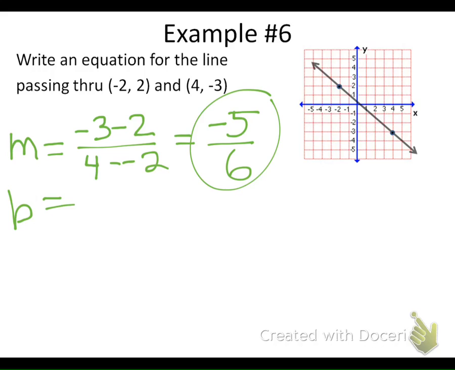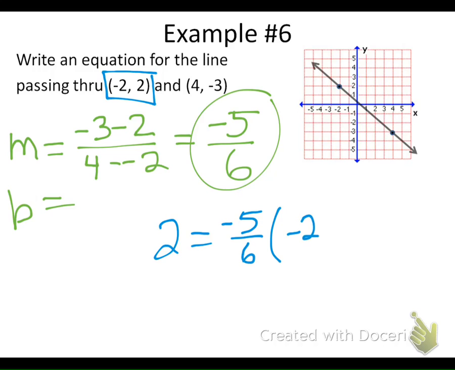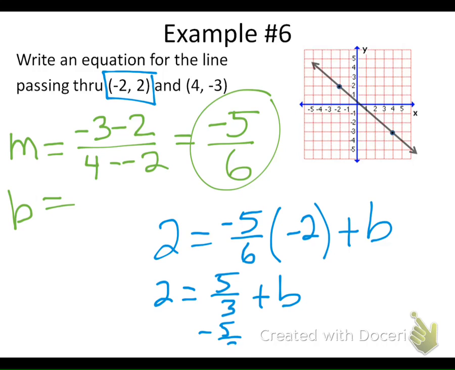My next job is to find b. Again, it doesn't really matter which ordered pair you use. I don't think one's going to be easier than the other on this one. So y, I'm going to use 2 equals m, which I just found to be -5/6, times x, plus b. So 2 equals, when I multiply this, I'd get 10/6, which is the same as 5/3, plus b. Subtract 5/3 from both sides. Anyone know what b equals? 1/3, yeah. 6/3 would be 2, so you're just 1 shy of that. So you get 1/3.